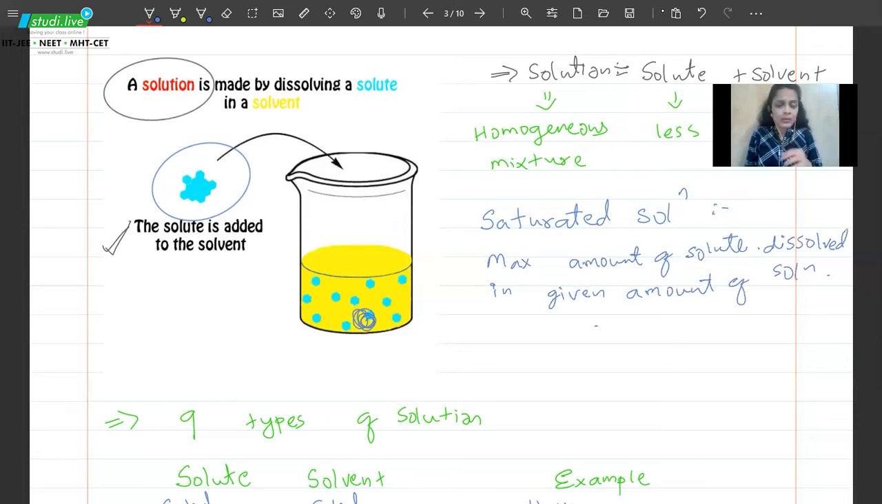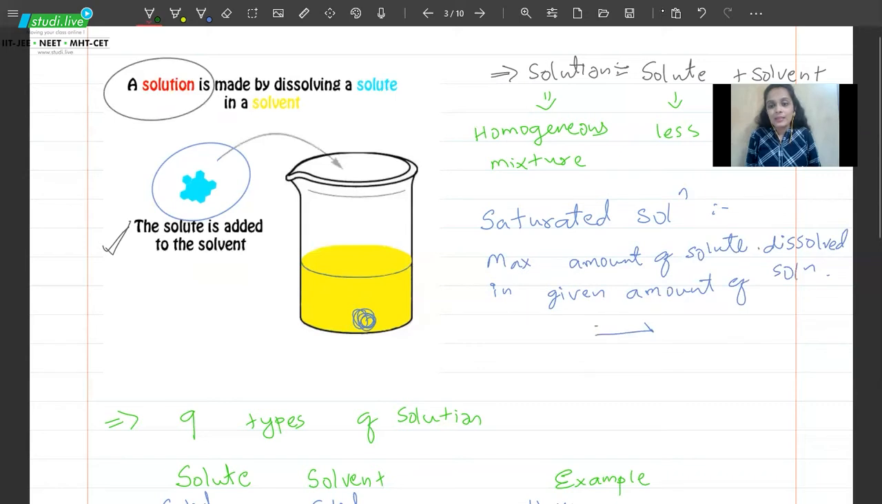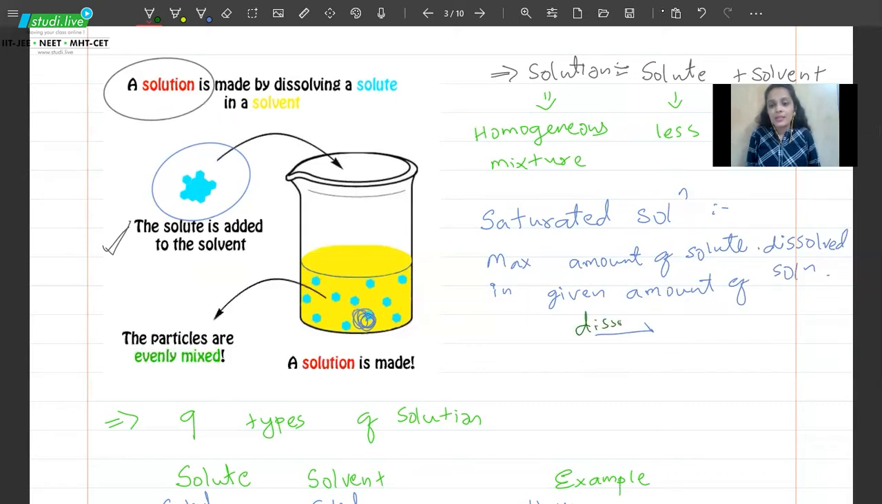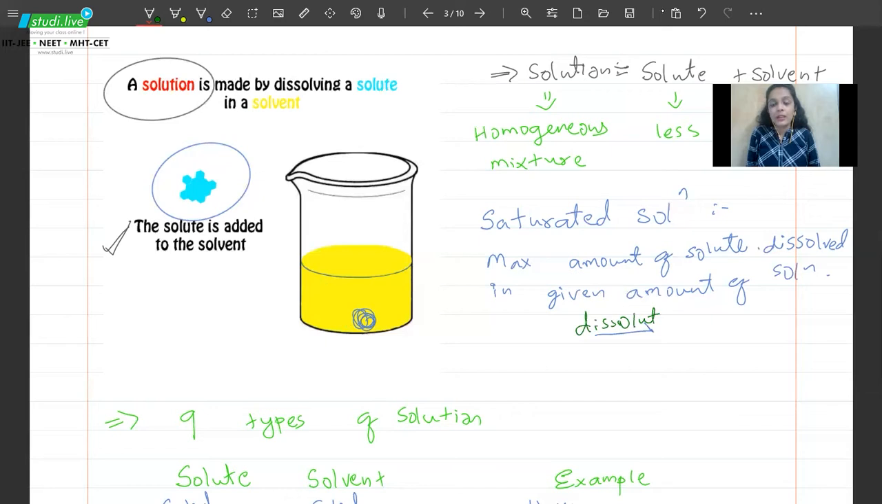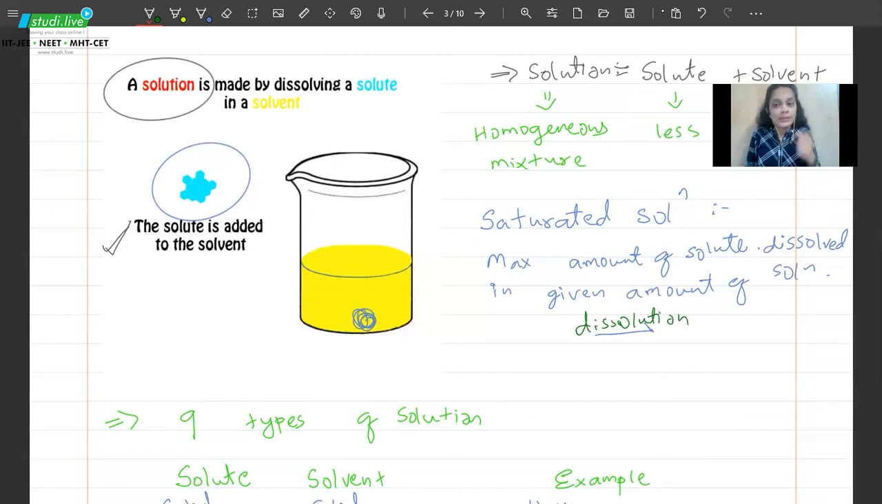So you may have the question how this is actually happening. There are two processes that are happening. First is nothing but dissolving, so we can say dissolution. Yes or no? Let me use another color ink for you. That is the dissolution process, which is actually happening when we are adding solute in the given solvent to form the solution.